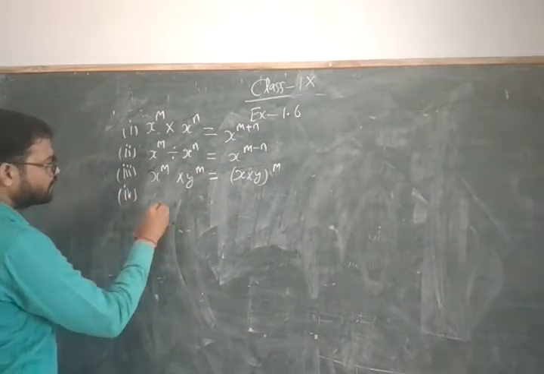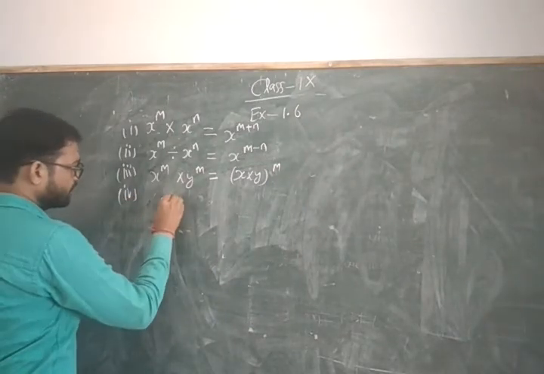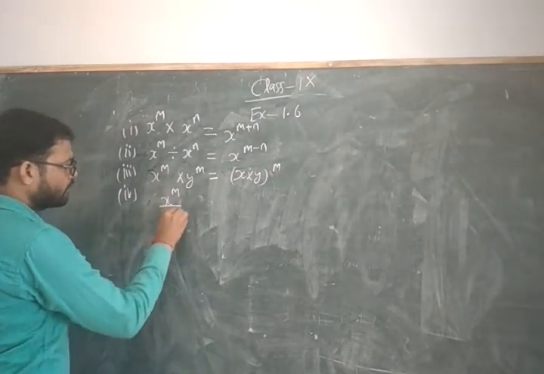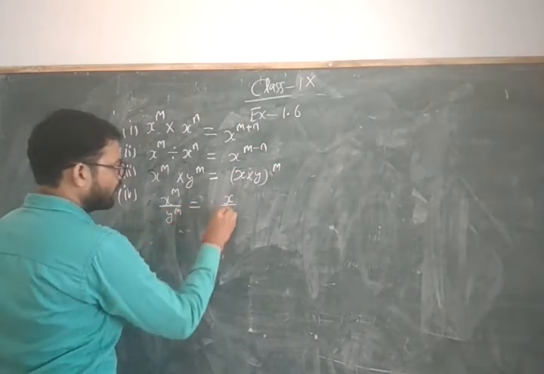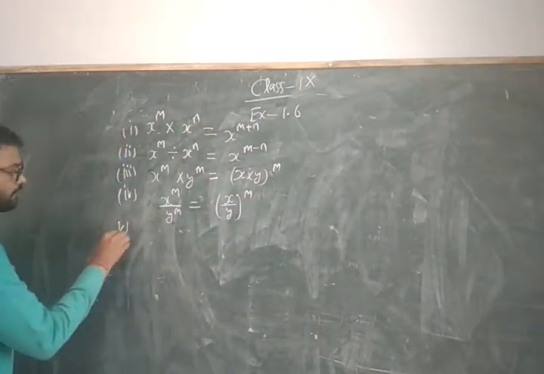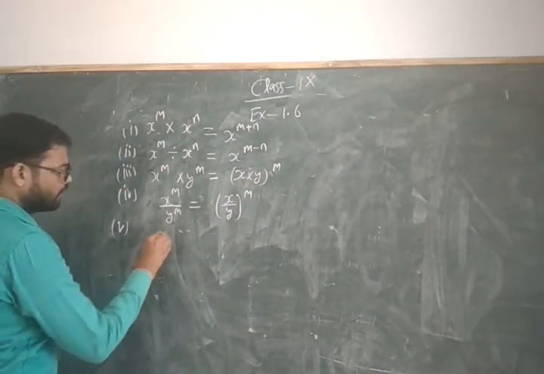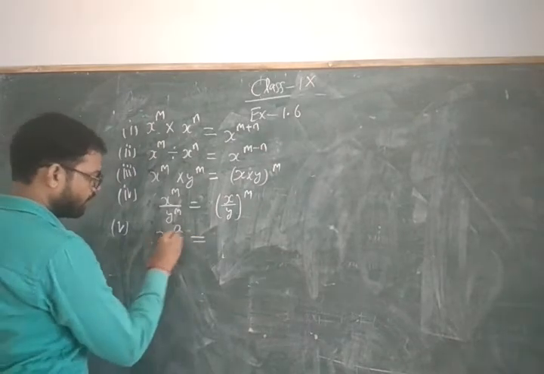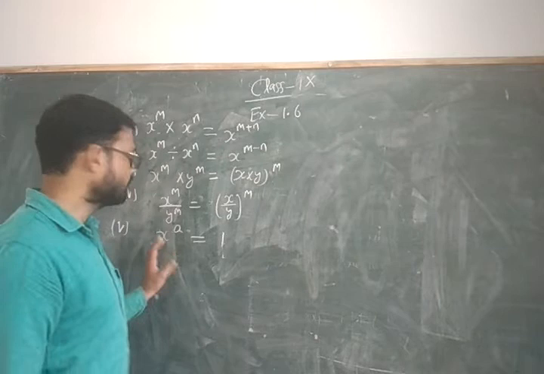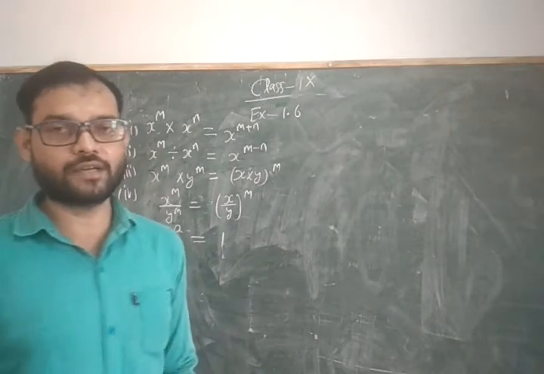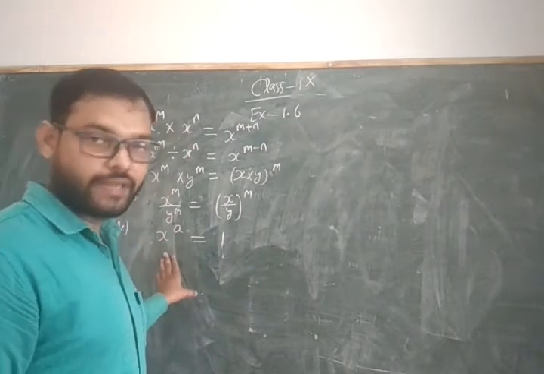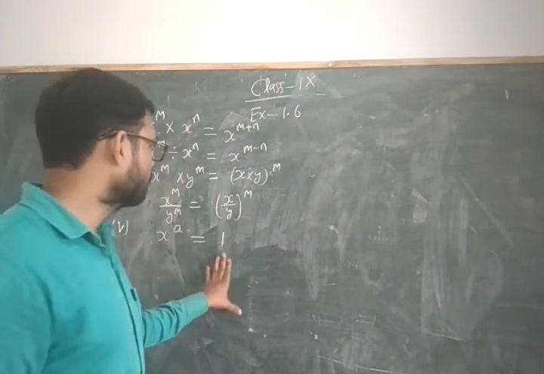And the fourth one is if you have x raised to power m upon y raised to power m, then you can write that as x upon y, whole raised to power m. And the fifth one is any number whose power is 0, then its value is always 1.